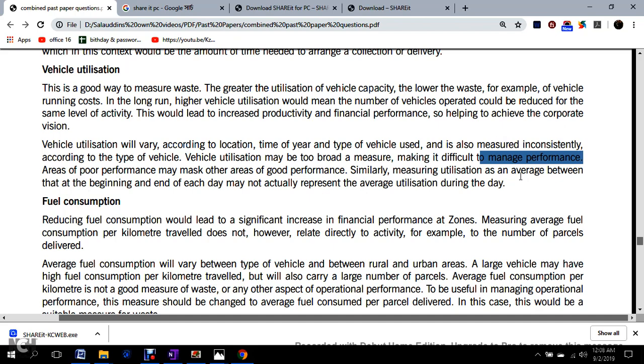Similarly, measuring utilization as an average between the beginning and end of the day may not actually represent the average utilization during the day. What their utilization is during the day is not reflected by just the beginning and ending. What do they do throughout the day? That should also be checked.